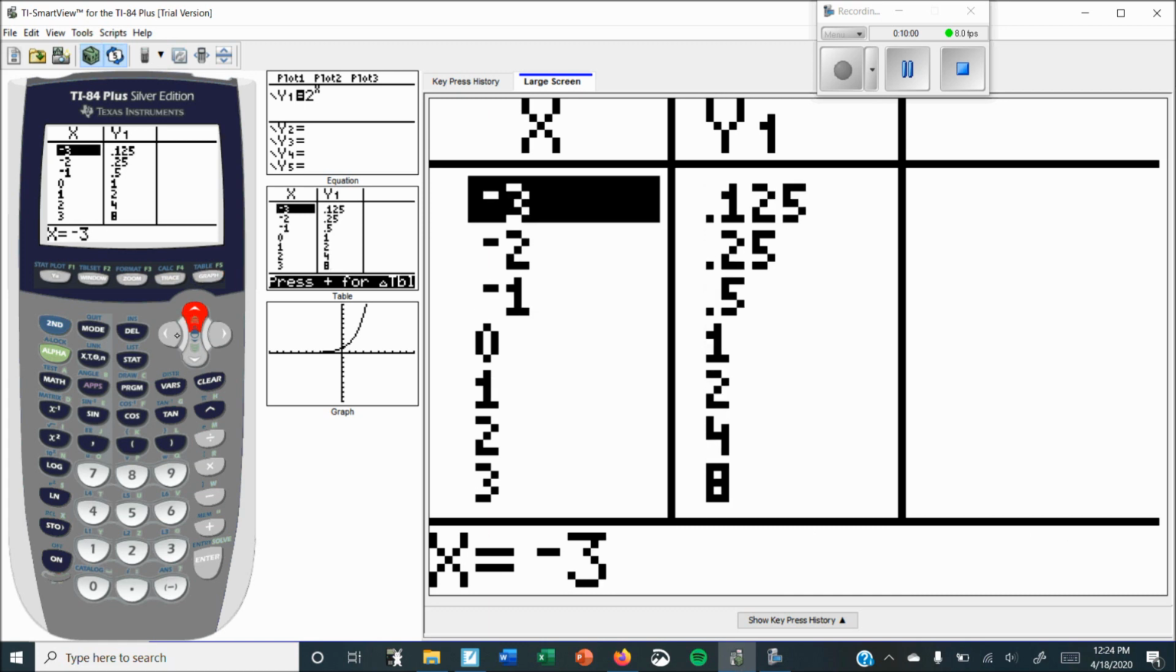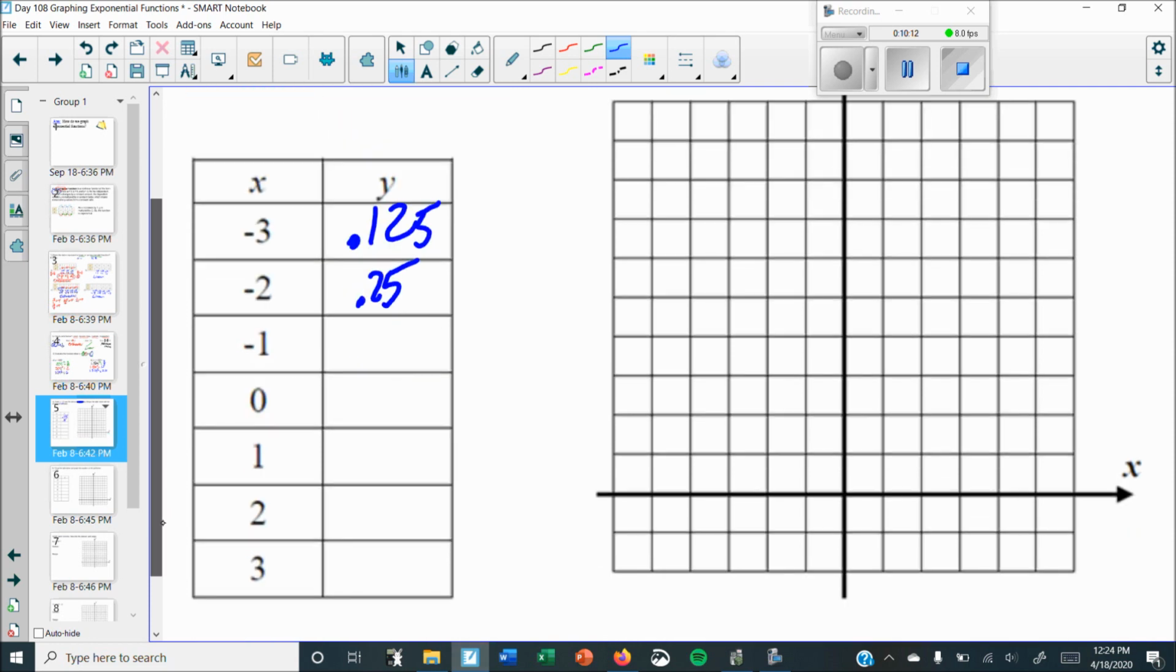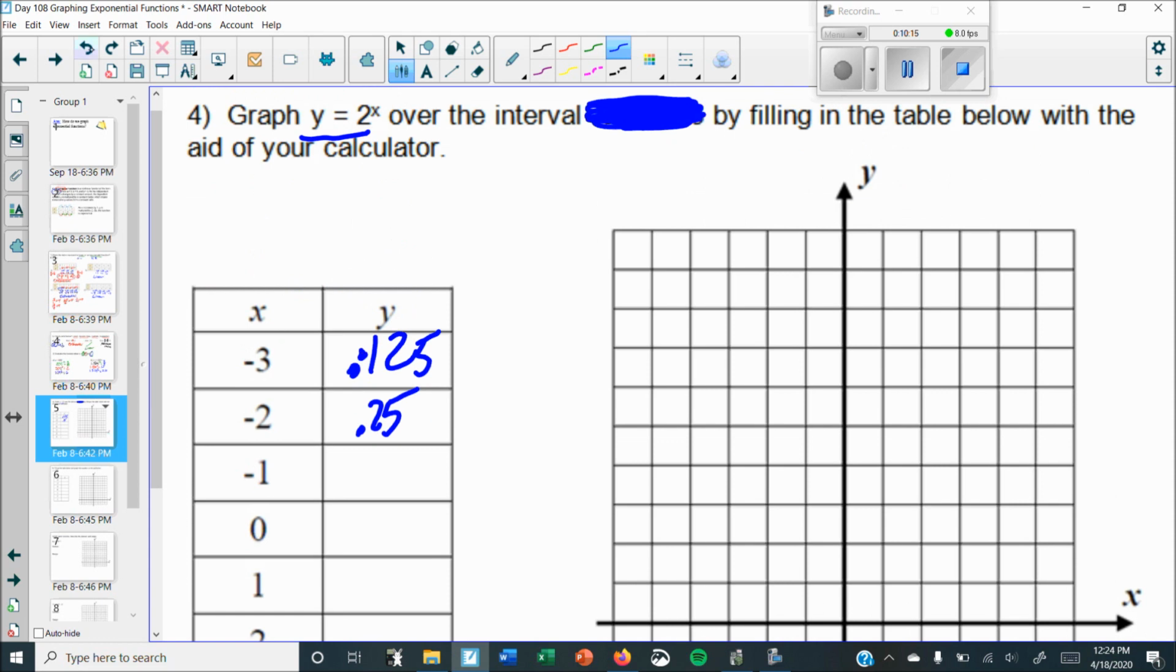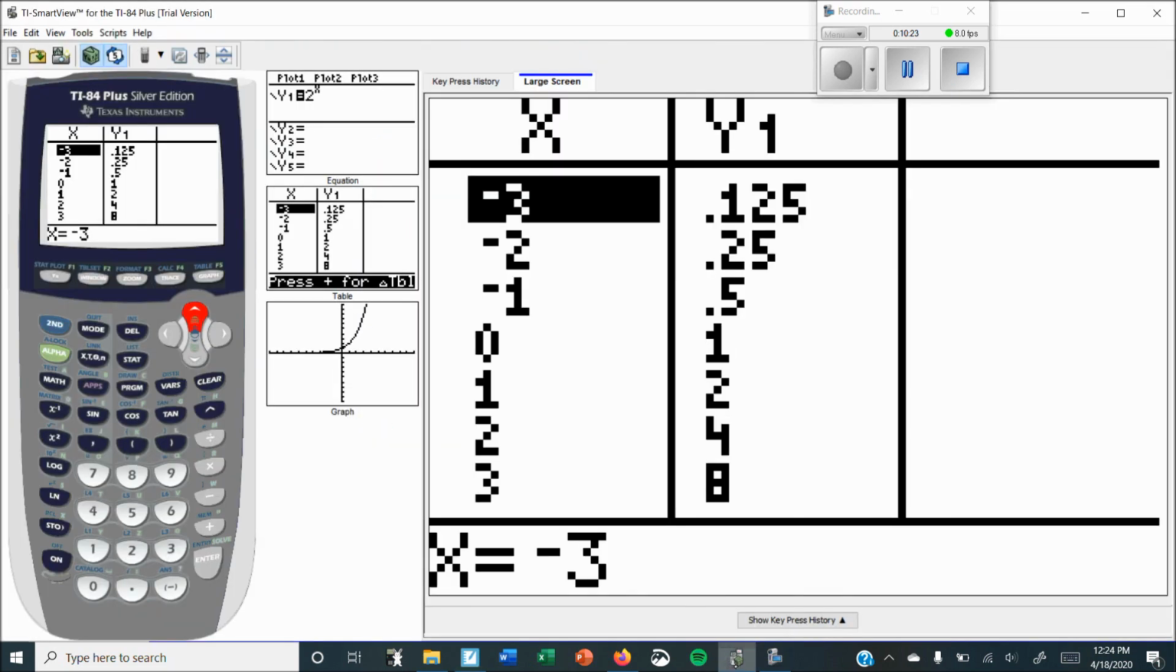So they want their table between -3 and 3. So we're just going to copy this, okay? So here we go. You're going to copy that straight onto the table. 0.125, I'm sorry, it should be 0.25. Then 0.5, 1, 2, 4, and 8. And again, it should match perfectly to that.